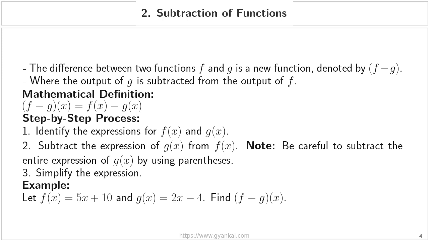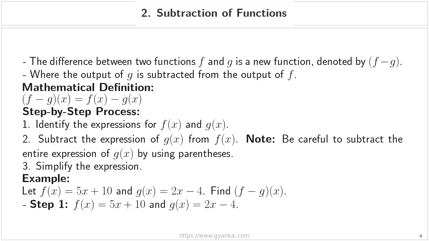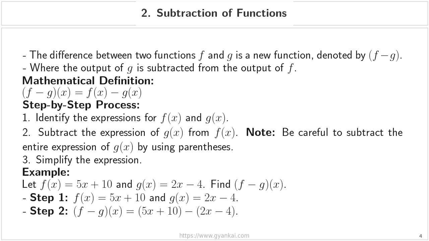Suppose we are given that f of x equals 5x plus 10 and g of x equals 2x minus 4. Our goal is to find the expression for f minus g of x. In step 1, we identify our two functions. f of x is 5x plus 10 and g of x is 2x minus 4. In step 2, we set up our subtraction. This is where that warning about parentheses comes in.